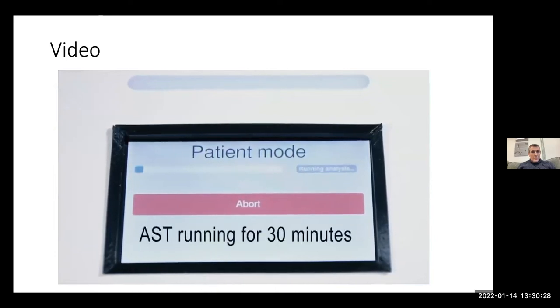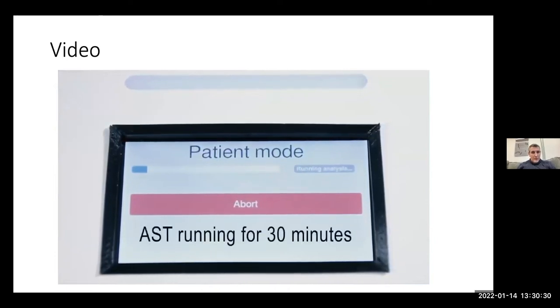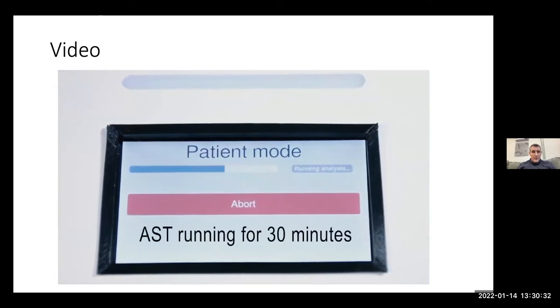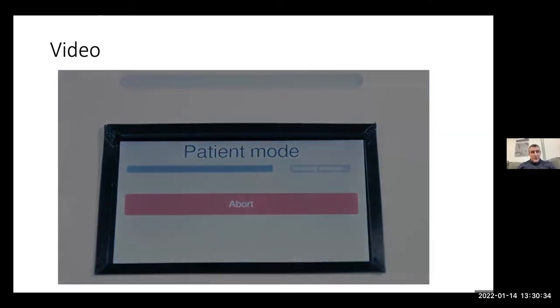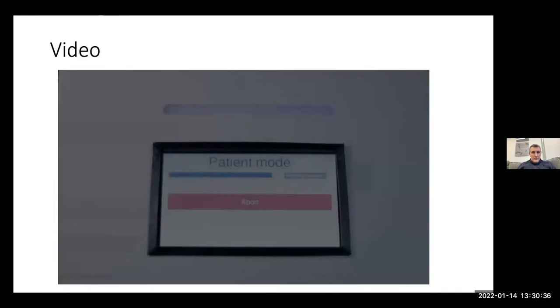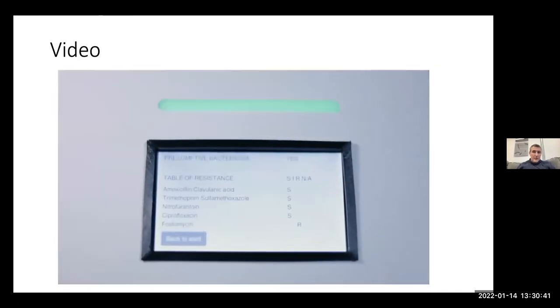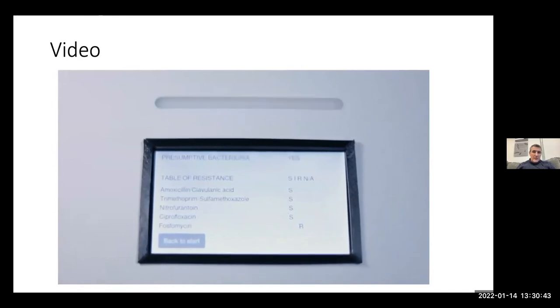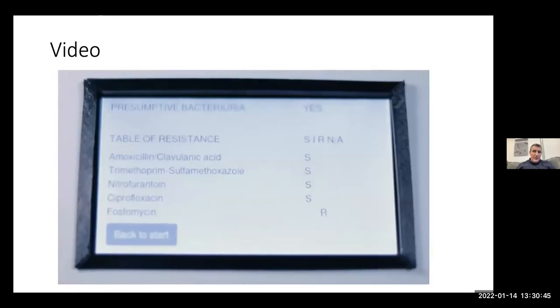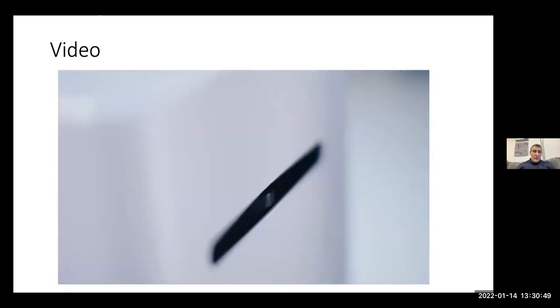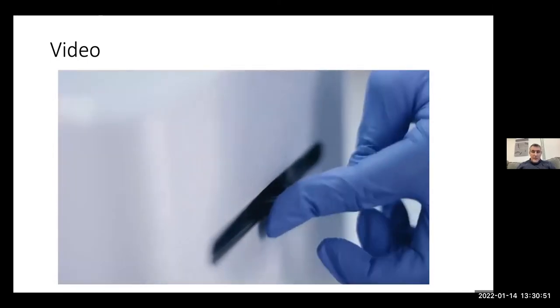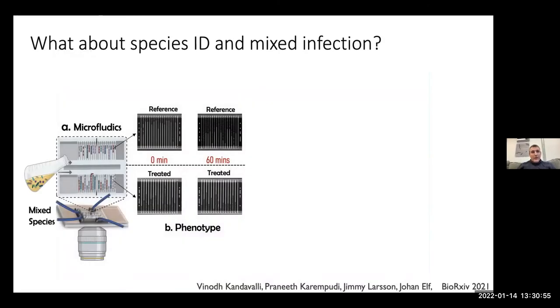Wait 30 minutes for gram negative, 45 minutes for gram positive. And then, if it's a positive sample, you get a response with the resistance spectra, S and R, SIR. And if it's negative, you should get that response in 15 minutes. Okay, that's it. So that was what we have been doing in the company.